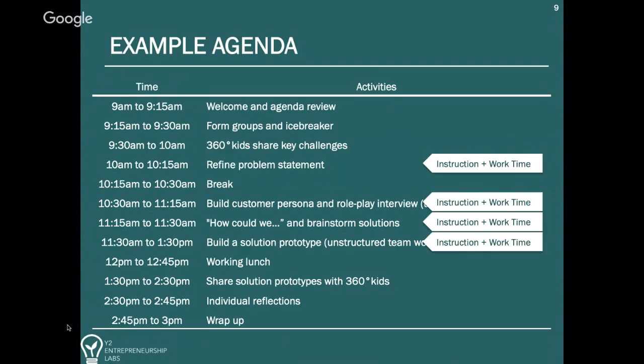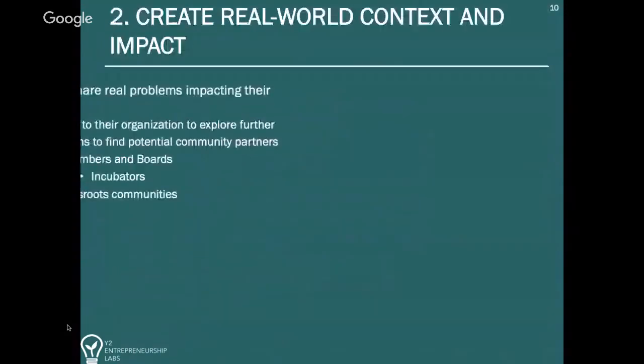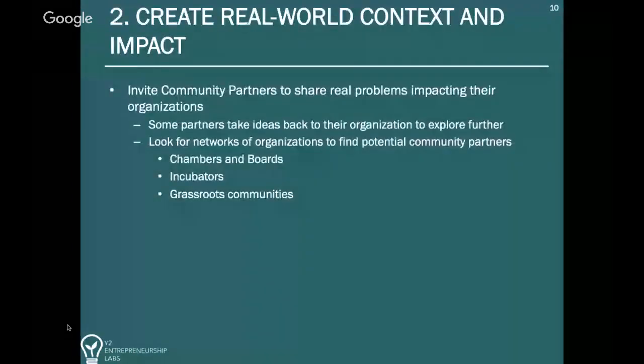So the second thing, real world context and impact. When we've invited in community partners, organizations from the local area, we've encouraged the partners to share real problems, not fictitious and not fluffy, but real problems that they are facing, and give the students an opportunity to tackle something that's really on top of mind for these organizations. A lot of times, the partners will take some of the ideas offered by the students and bring it back to the office, because the ideas are relevant enough or innovative enough that the community partner representatives want to bounce it around with some of their colleagues and implement a variation of that idea, or an idea that was inspired by what the students offered.